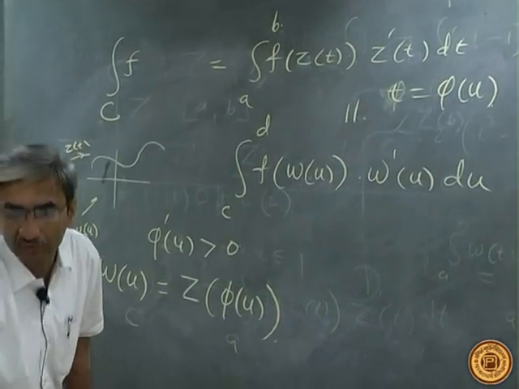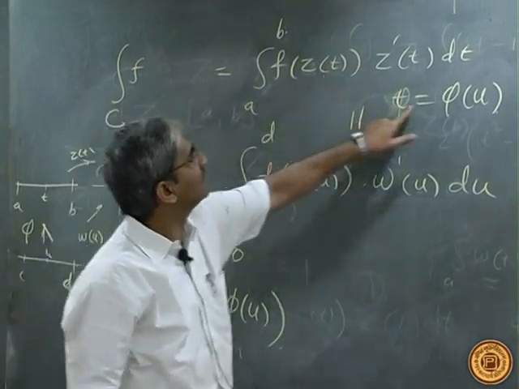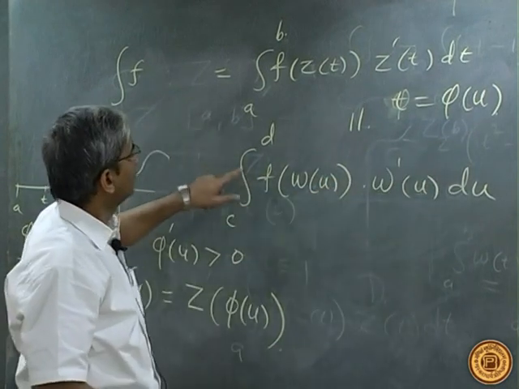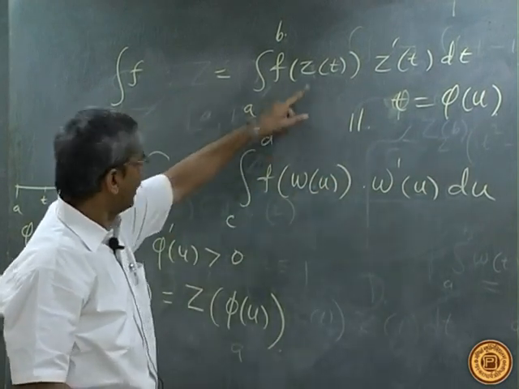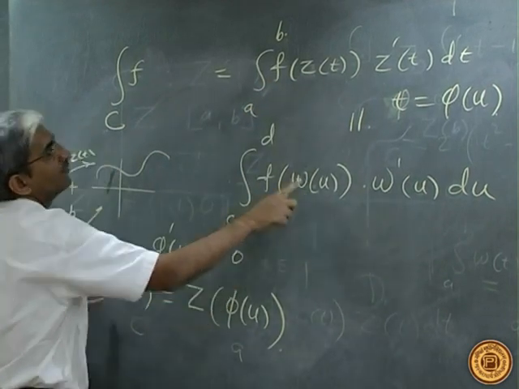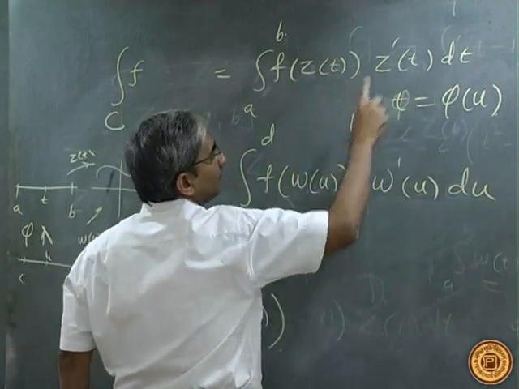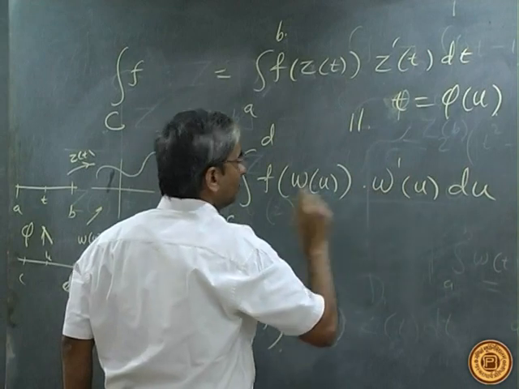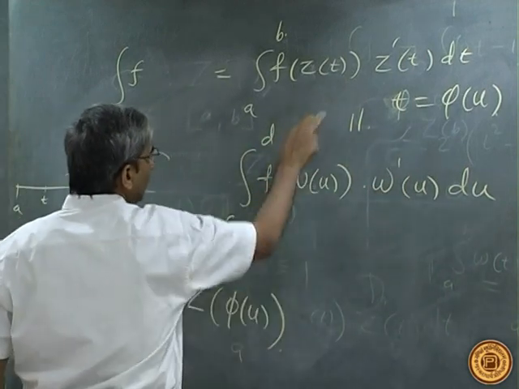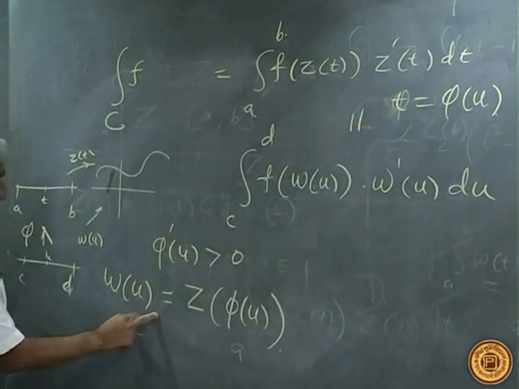Z prime(phi(u)) into phi prime(u). And f of z(t), but t is phi(u), so f of z(phi(u)) will come. But then z(phi(u)) is w(u), so it becomes f of w(u), and z prime(phi(u)) into phi prime(u) is w prime(u). Okay, so these two will be equal. If you want to see that these two are equal, put t equal to phi(u) and use this relation, that w(u) equals z(phi(u)).